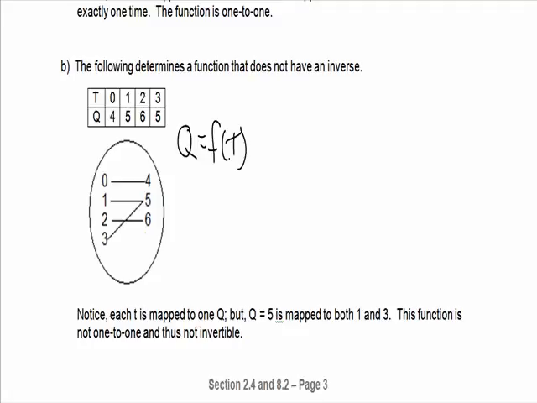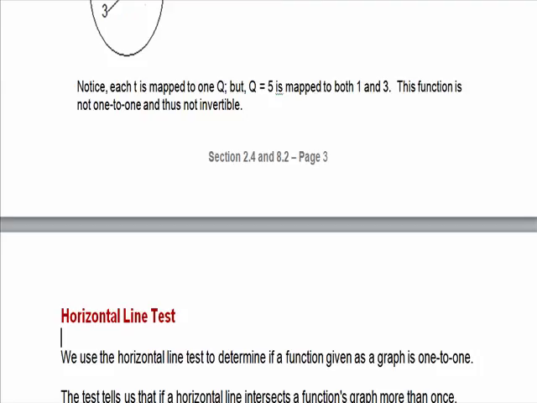However, when we look at the outputs, the 5 is used more than once, and so we can't say the opposite thing. We cannot talk about t giving us some sort of a function of q. And so because of that, this function is not 1 to 1, and so therefore it doesn't have an inverse, which we sometimes refer to as then not being invertible. So it's not invertible.